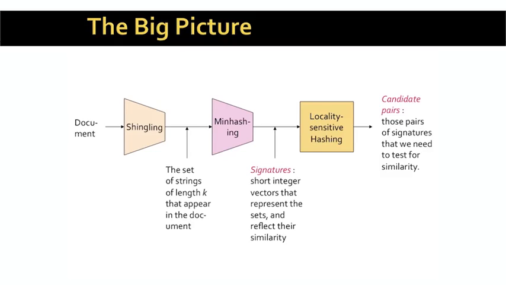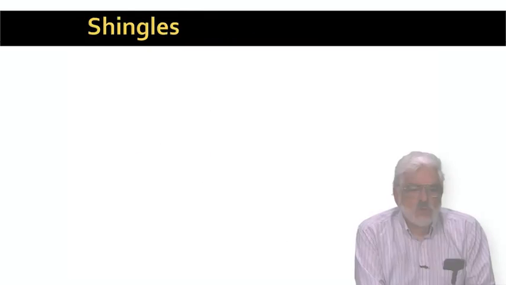We do some magic, which we'll explain soon, that allows us to look at a small subset of the possible pairs and test only those pairs for similarity. By doing so, we get almost all the pairs that are truly similar, and the total time spent is much less than quadratic. So let's begin the story by defining exactly what shingles are.